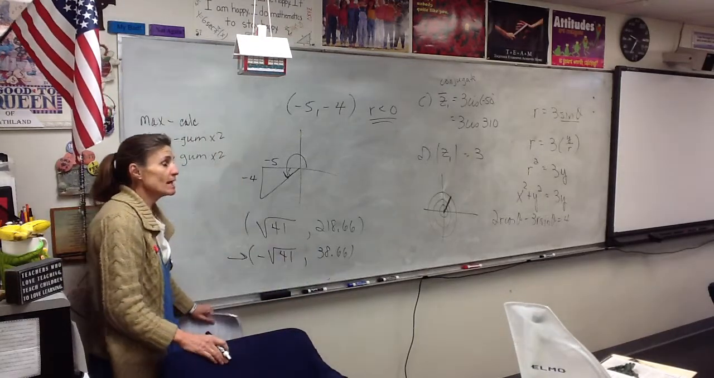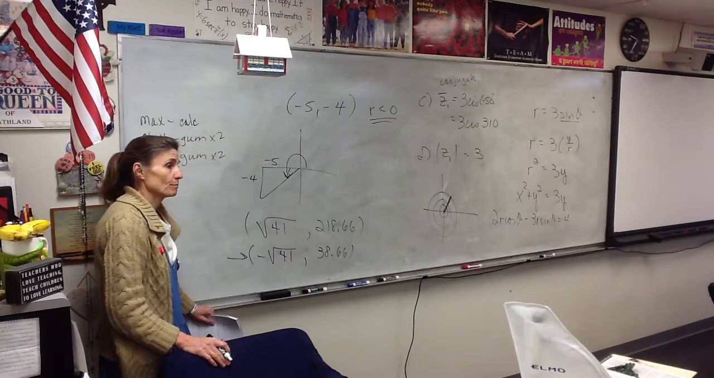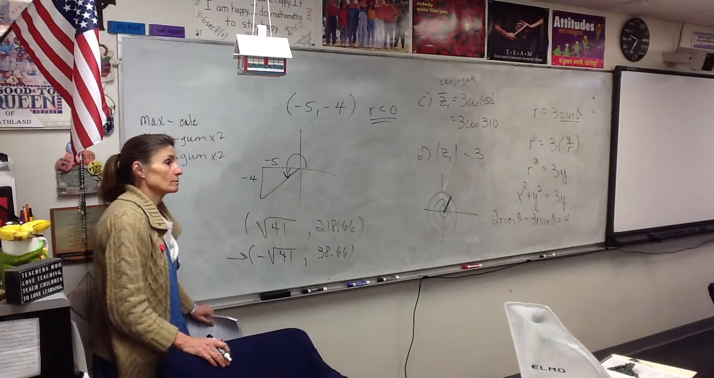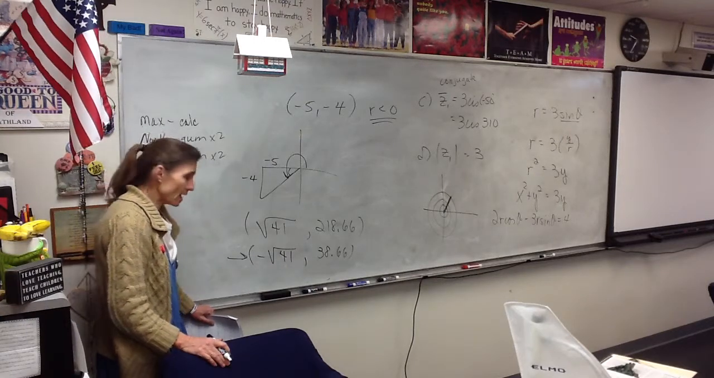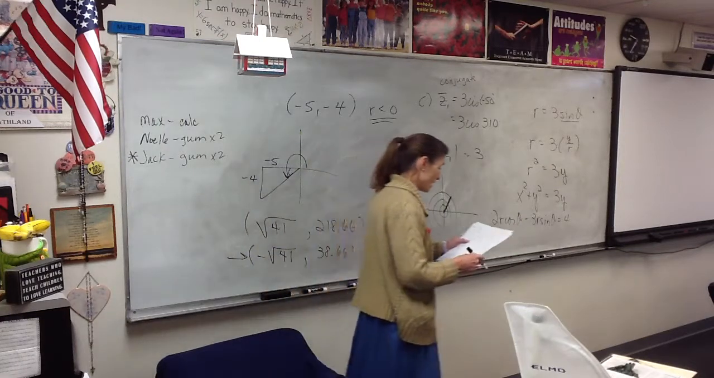Okay, what does rectangular form mean? How do you get x? 3 cosine 110, 3 sine 110. Just write your answer as x plus yi.